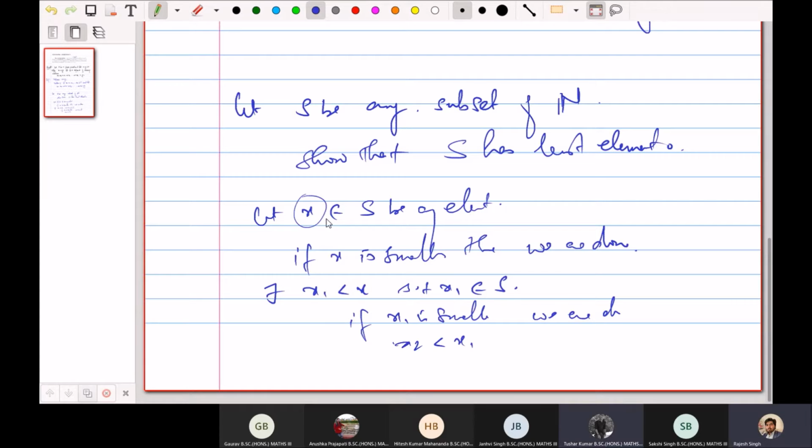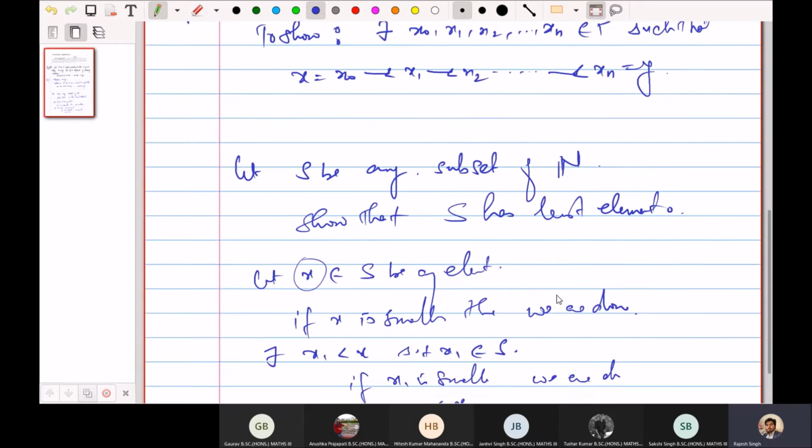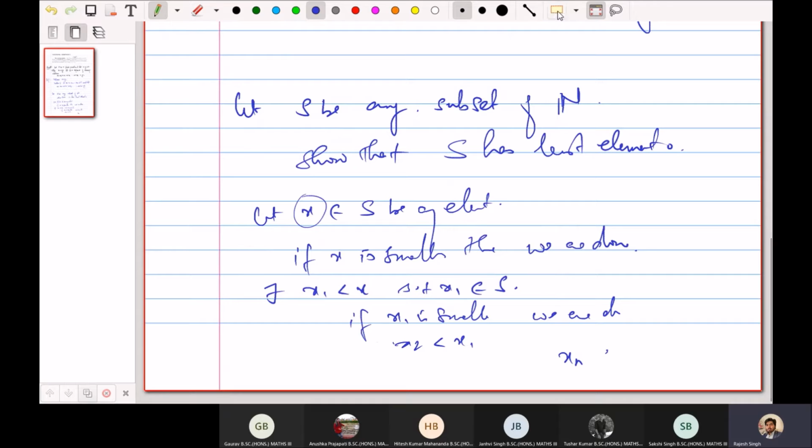In fact, x minus 1. Yes. So this will end in a finite number of steps. So you will be able to find at some stage some xn which is the smallest, right? So the same proof will apply here also. Okay, we will apply the same proof here also.